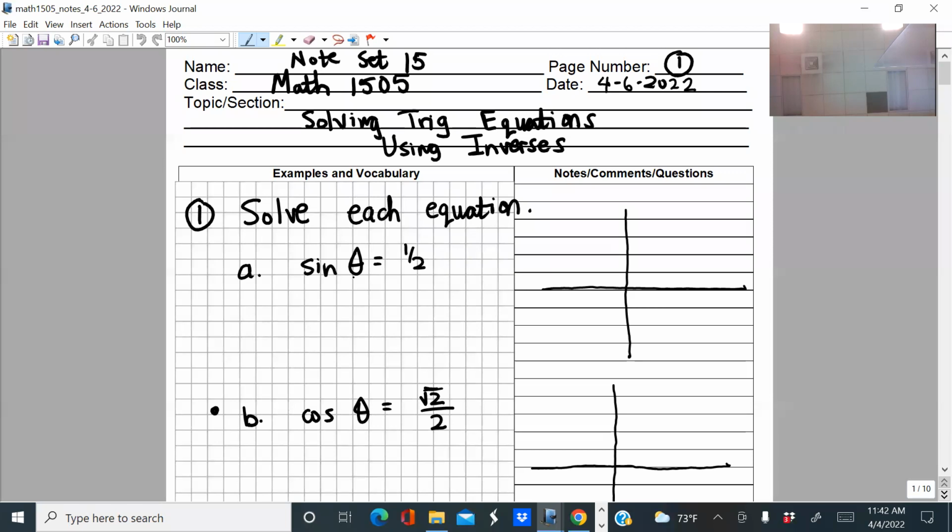So to solve this equation for theta, I have to get theta equal to something. So I have to get rid of the sine. How do I get rid of the sine there? Yeah, you apply sine inverse. So I have sine inverse of sine of theta is sine inverse of 1/2. In other words, there's my answer: theta is sine inverse of 1/2.